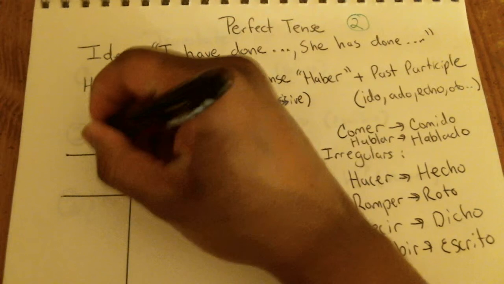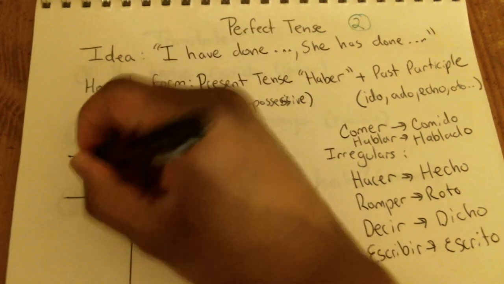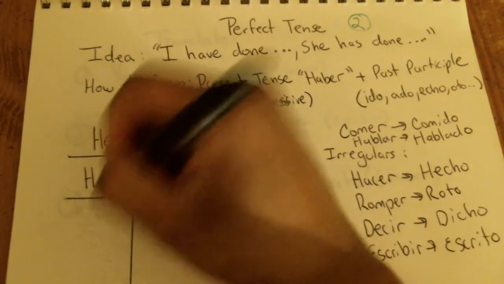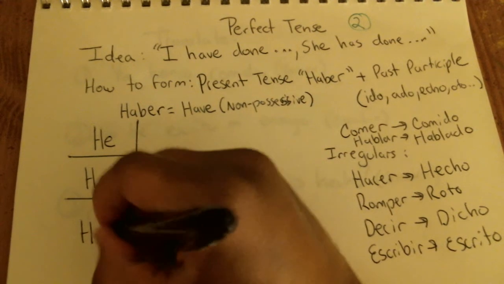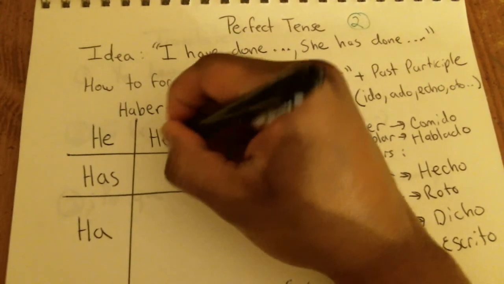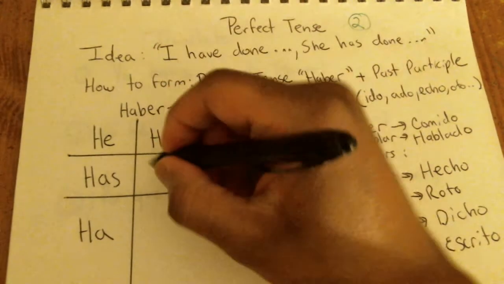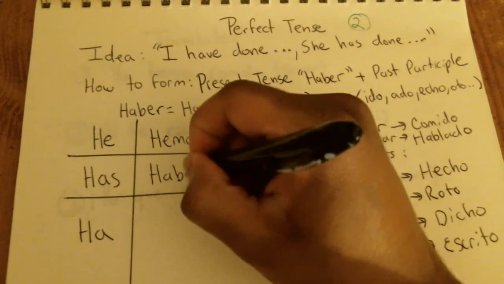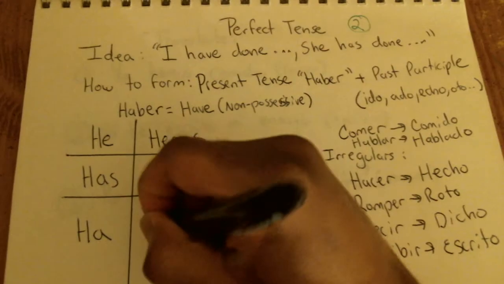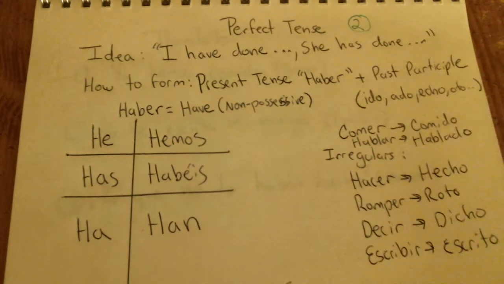In the yo form, it's he. In the tú form, has. In the él, ella, usted form, ha. So we're just going to continue. Hemos. You should already know what the pronouns are. Habéis. And han. Okay. So these will already let you know who's doing the action.